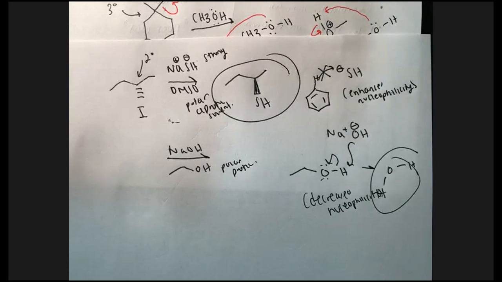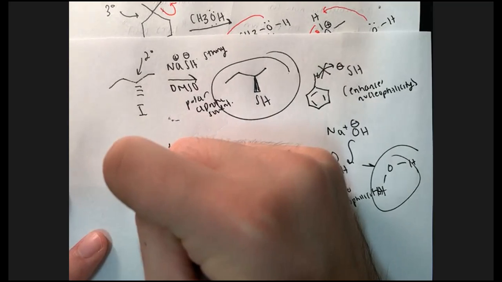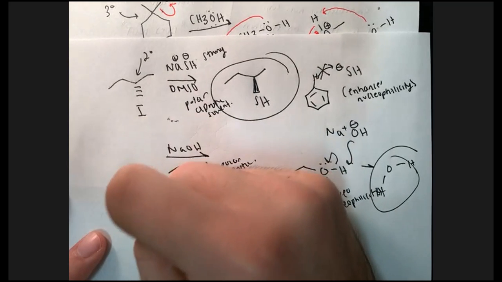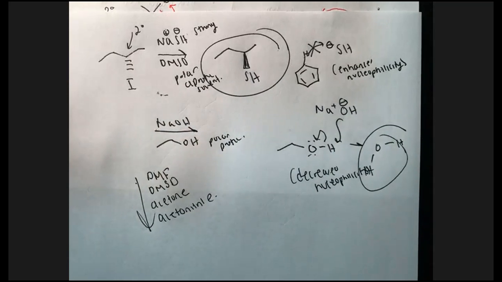Okay, so strong versus weak. Really easy. It's just who has a negative charge, who doesn't. Strong is the negative charge guy. Polar protic. Any of the aprotic ones are like DMF, DMSO, acetone, acetonitrile, etc. I think these are the only ones I can really think of off the top of my head. Those are all polar aprotic solvents. Okay.